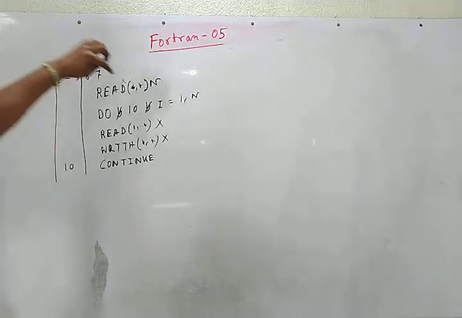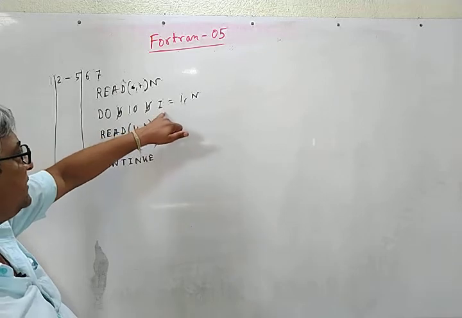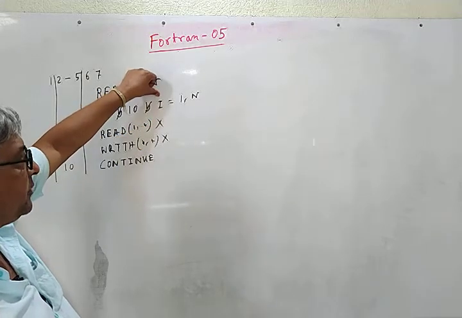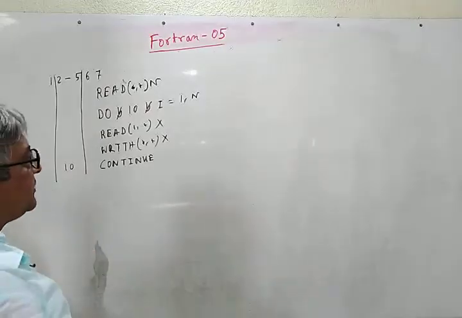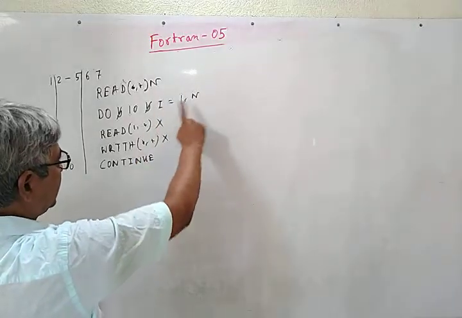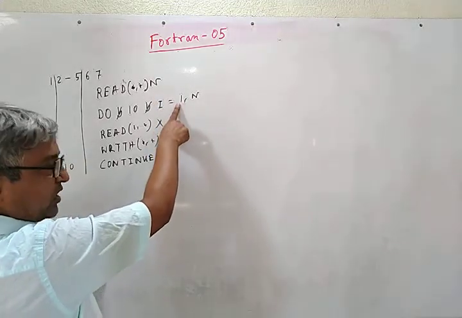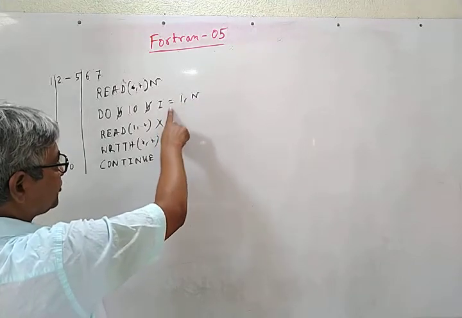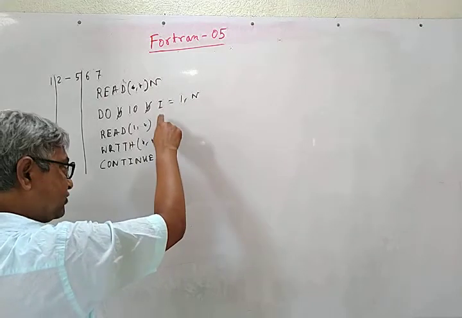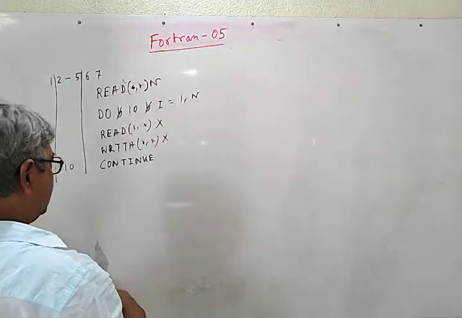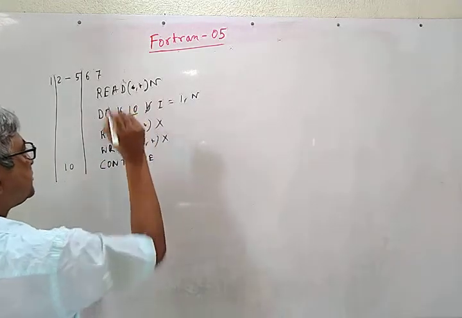First the program reads the value of n. Say n is 10. Then a dummy variable I is introduced, which runs from 1 to n. Because n is provided earlier, it will first assume the value I is equal to 1 because it is the starting value. Then it will assume I is equal to 2 and so on. So in the first step, it reads the value x1 and writes the value of x. Then it has been asked to continue up to statement number 10.